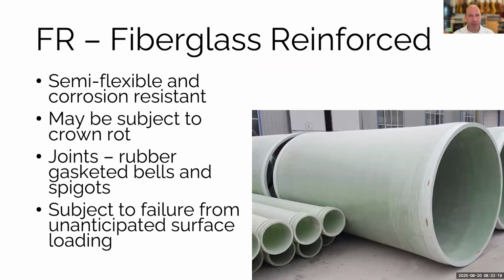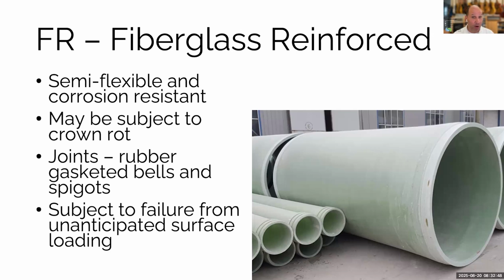So let's move on to plastic pipes. So we've got fiberglass reinforced pipe. The benefit of this is it's flexible. It's really corrosion resistant. May be subject to crown rot in some instances. This is relatively new to the market, so they don't have as long studies on it. But put together the same way many of these other kinds of pipe are, bells and spigots with rubber gaskets.